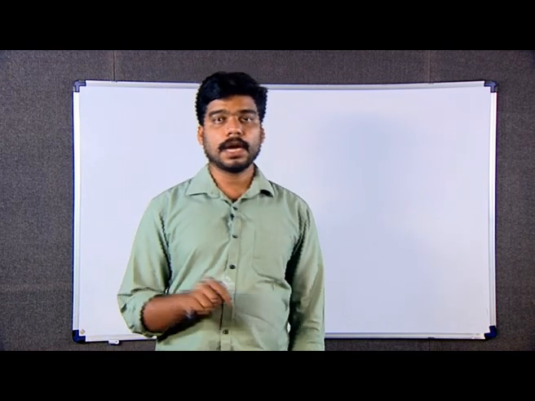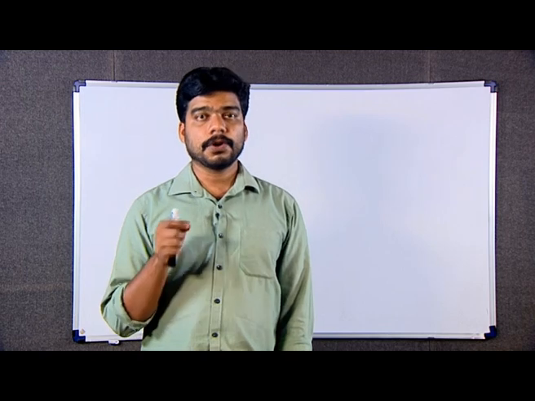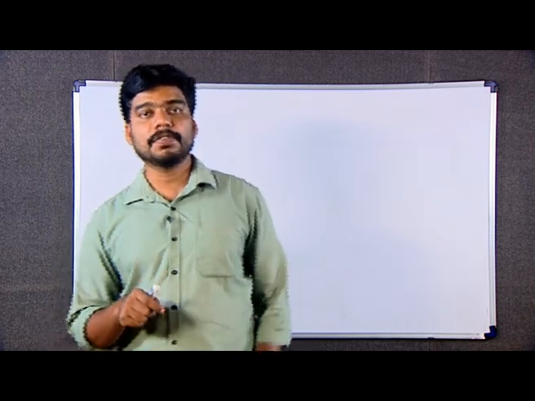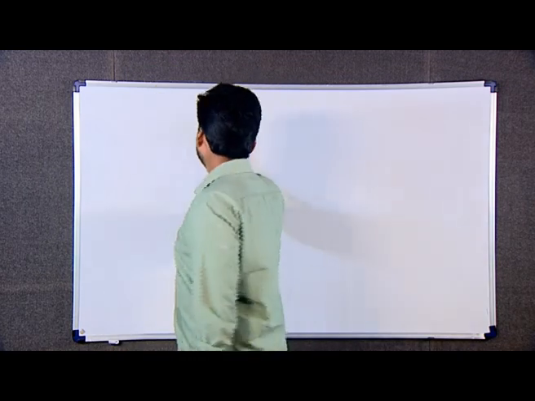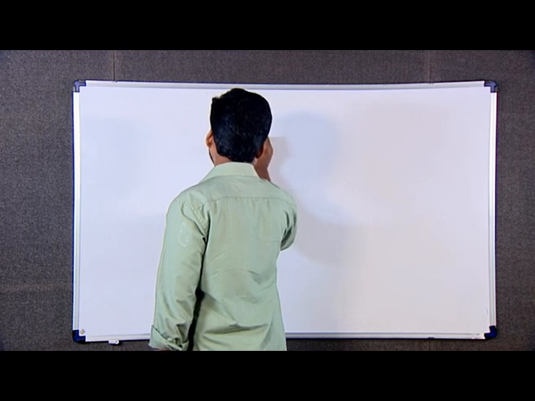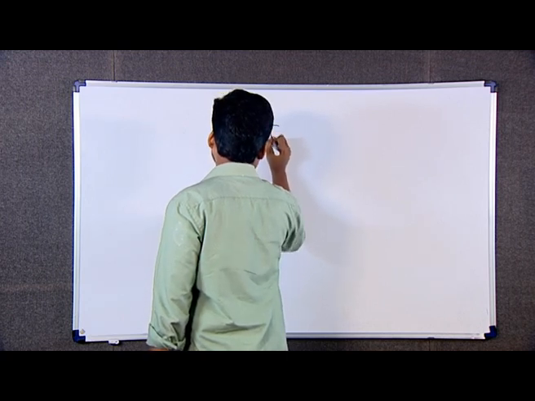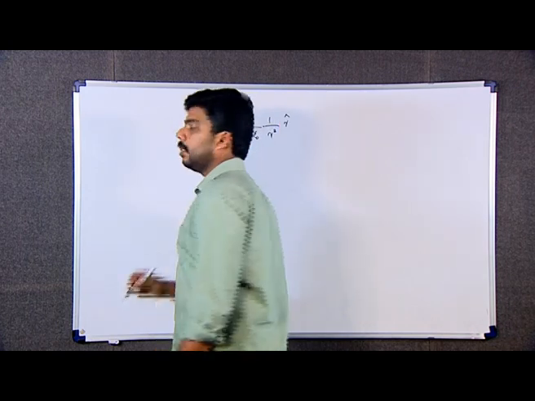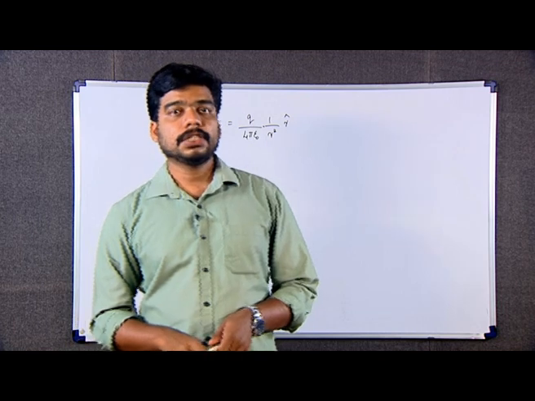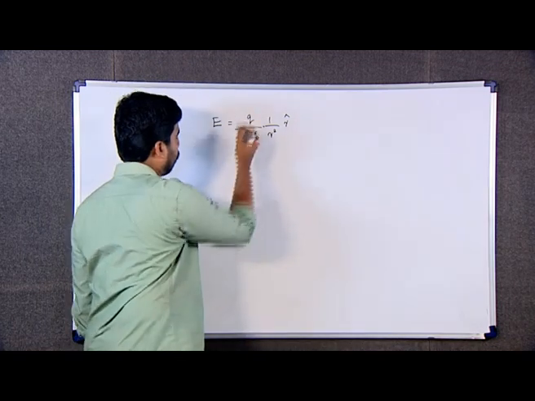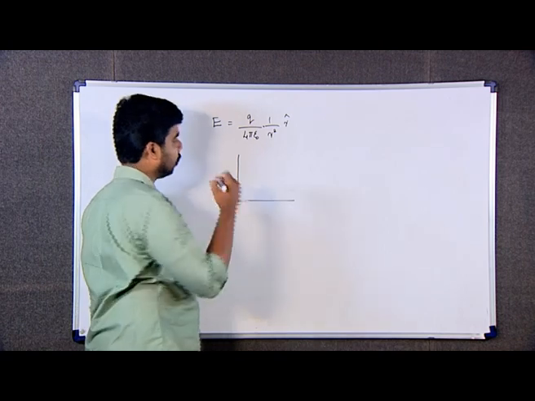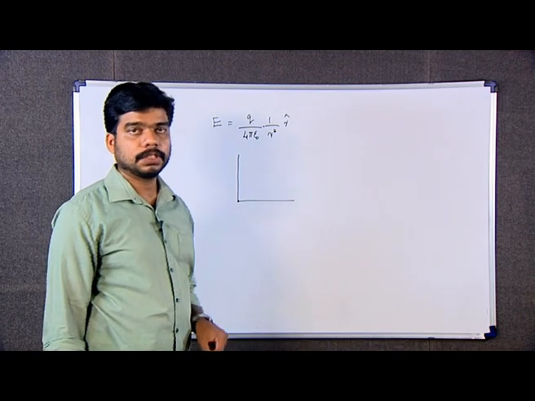For that, we have the electric field produced by a point charge q at a distance r given by the equation E is equal to q by 4 pi epsilon 0 into 1 by r square r cap. This we have discussed in the earlier lecture. So, let this charge be kept at the center, or at the origin, of the xy coordinate system.